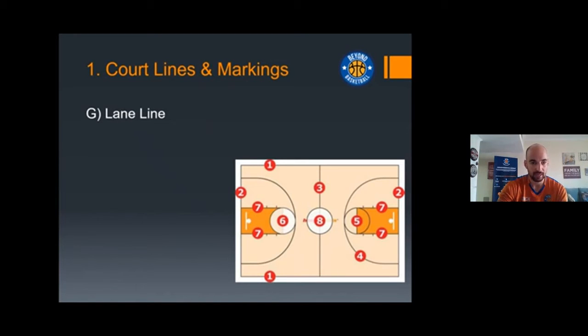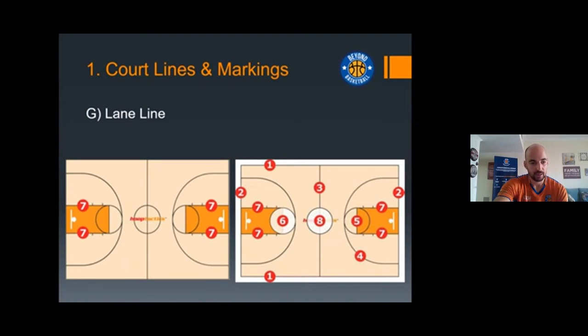Next one will be the lane line. Lane lines are lines from the free throw line to the baseline. The lane lines also contain lane space markings.